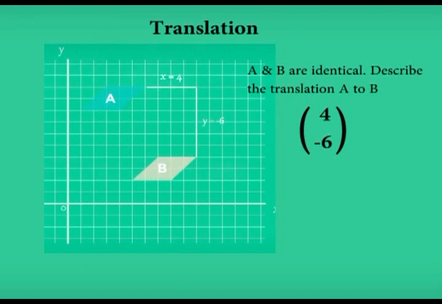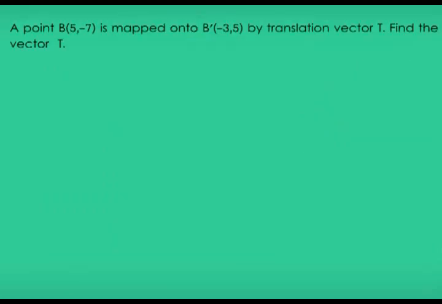Using calculations, we can also find the translation vectors. For example, a point B (5, -7) is mapped onto B prime (-3, 5) under a translation T. Find the vector T. So we know that B plus translation vector T is equal to B prime, and therefore T is equal to B prime minus B.